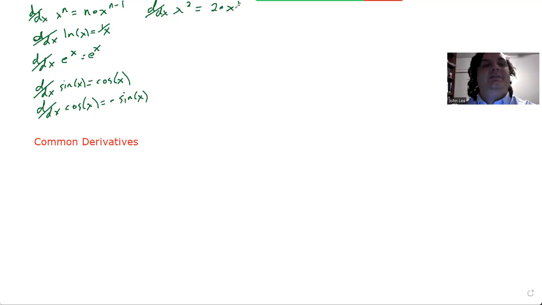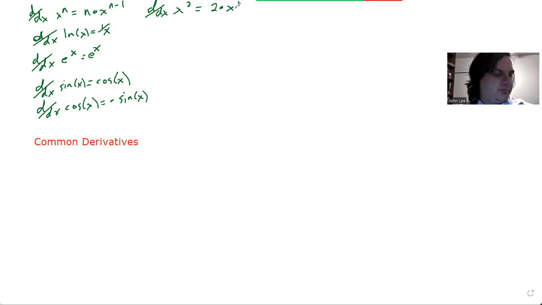The next one to bring up is that the derivative of the natural log of x is equal to 1 over x. Even though 1 over x is not a polynomial in the same way that x squared is, the way to get there is to take the derivative of the natural log of x. The derivative of e to the x is equal to e to the x.